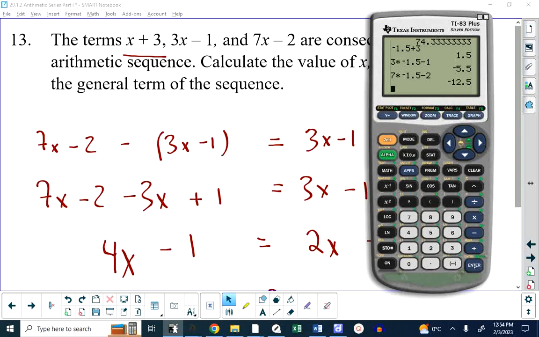Negative 1.5 plus 3. 3 times negative 1.5 minus 1. 7 times negative 1.5 minus 2. Am I wrong, or is that not arithmetic? That's right. From 1.5 to negative 5.5 is a decrease of 7, isn't it? And then I lose 7 again. All right, we're going to move on now.